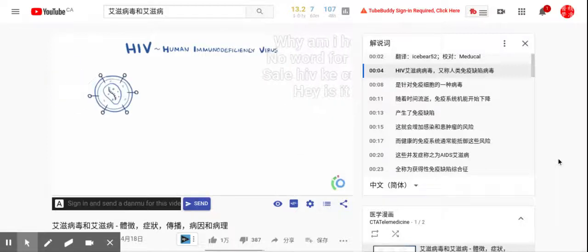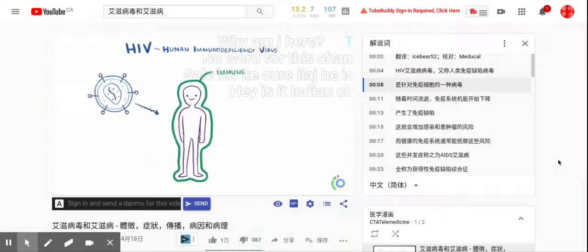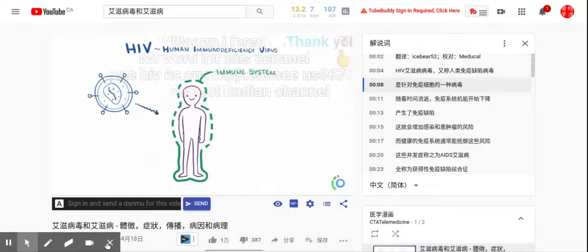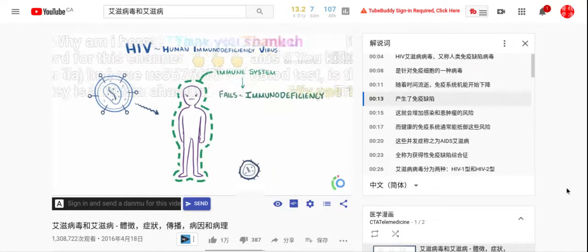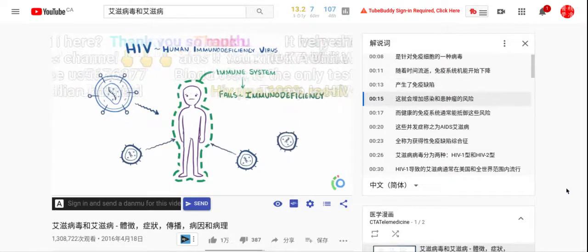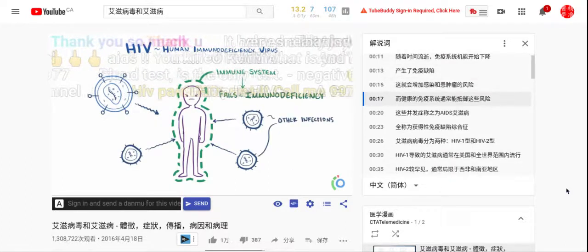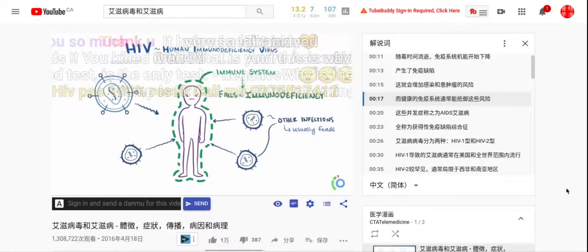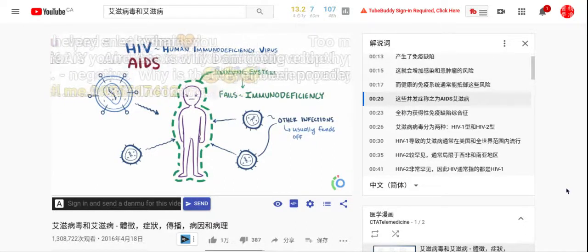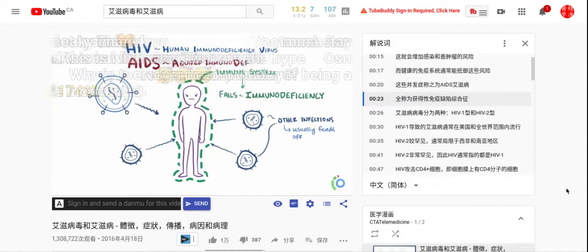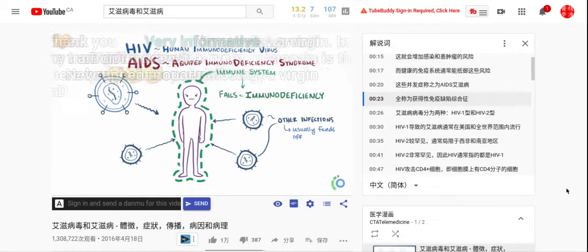virus is a virus that targets cells in the immune system. Over time, the immune system begins to fail, which is called immunodeficiency, and this increases the risk of infections and tumors that a healthy immune system would usually be able to fend off. These complications are referred to as AIDS, or acquired immunodeficiency syndrome.